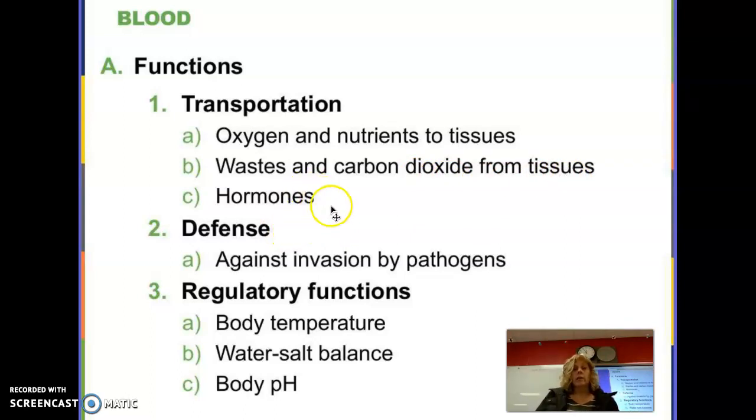And there's hormones that travel through our body, those chemical signals. Blood is also part of our defense system when we talk about the white blood cells. We mentioned that a little bit in the last chapter with the tissues. And so they're an important line of defense for our bodies. And then regulatory functions. Again, that homeostasis function, maintaining body temperature, maintaining water and salt balance, that's sodium, maintaining proper pH, which is different in different parts of the body. So the blood functions in all of those processes.